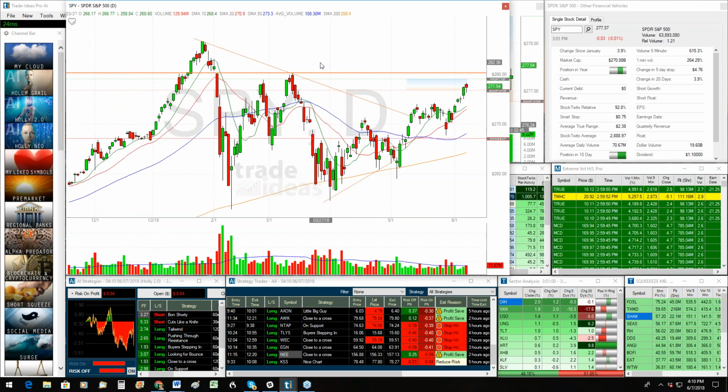The Qs and the IWMs got through their levels. Now the spiders, I think if they can get through this, we may eventually be looking at another all-time high in the spiders.